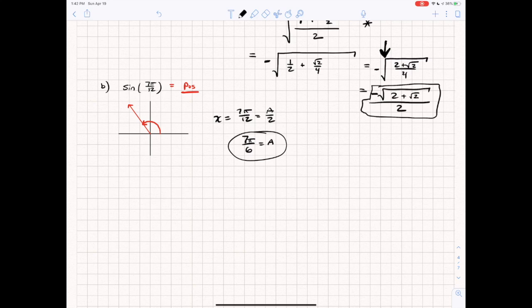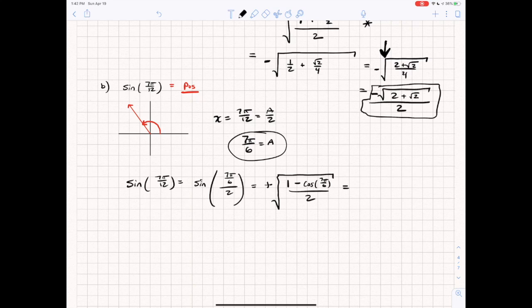Notice again how that's an angle on the unit circle, so that means I can do the exact value stuff. All right, so I know that sine of 7 pi over 12 is equal to sine of 7 pi over 6 divided by 2, which is equal to a positive square root of 1 minus cosine of a, which is 7 pi over 6, all divided by 2. All right, finding cosine of 7 pi over 6, I get square root of 1 minus cosine of 7 pi over 6, which is negative root 3 over 2. This is all divided by 2.